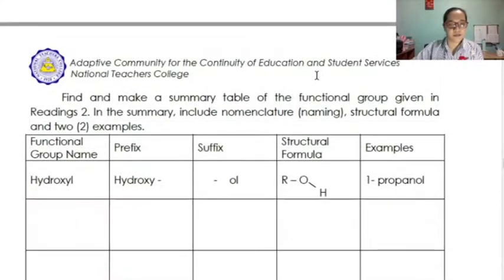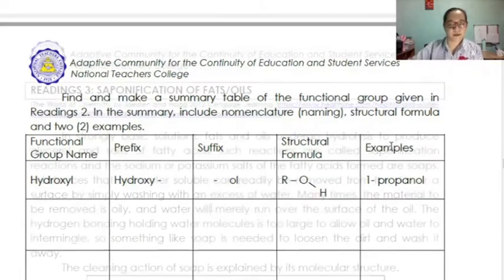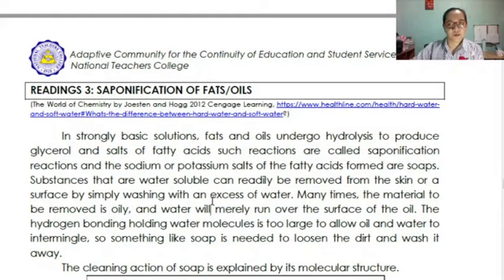And then find and make a summary of the table of the functional group given in readings 2. So you will rewrite the functional group, write its prefix, its suffix, and the structural formula using the R as any group of atoms and an example of this, in which this functional group is present. Readings 3, saponification of fats and oil.